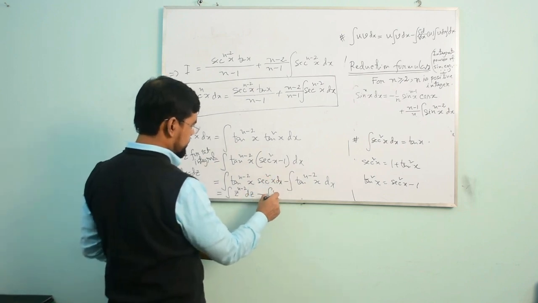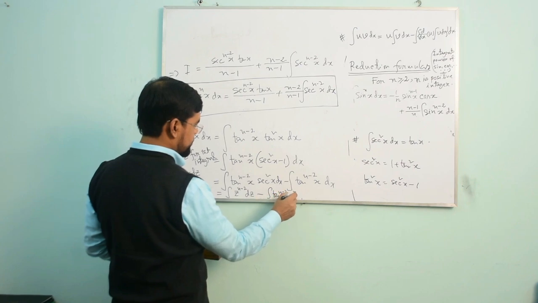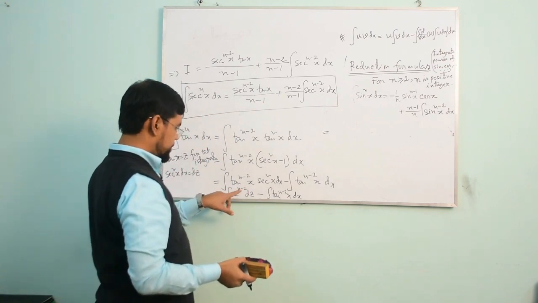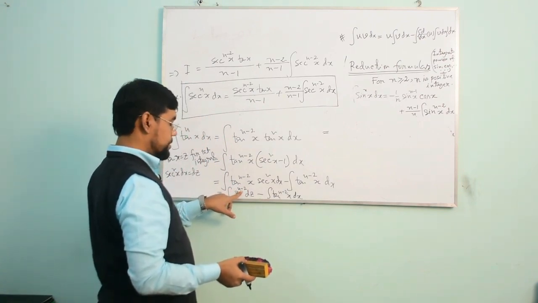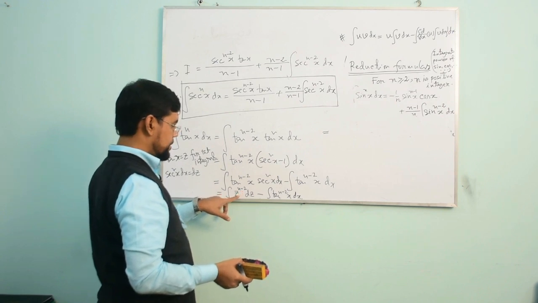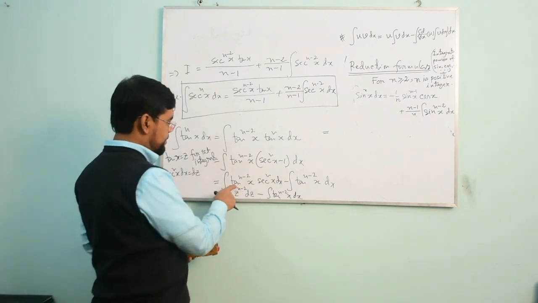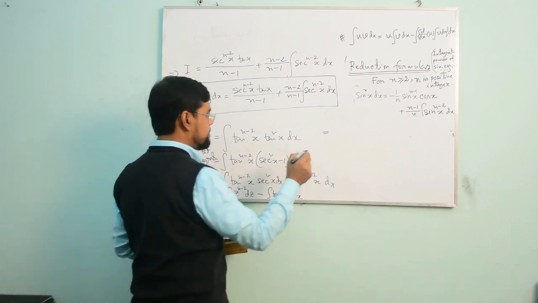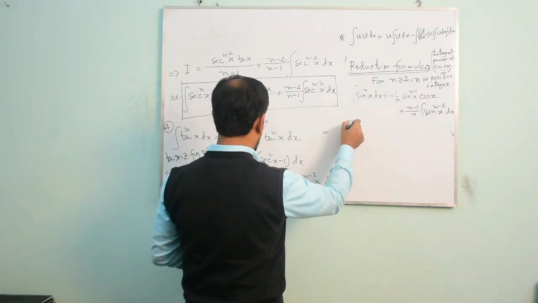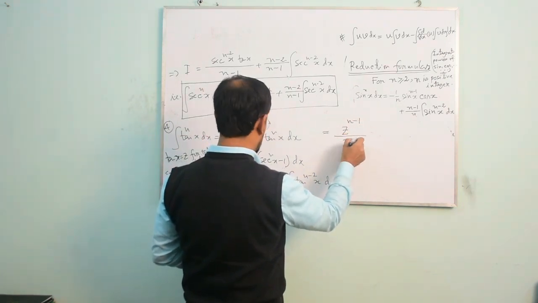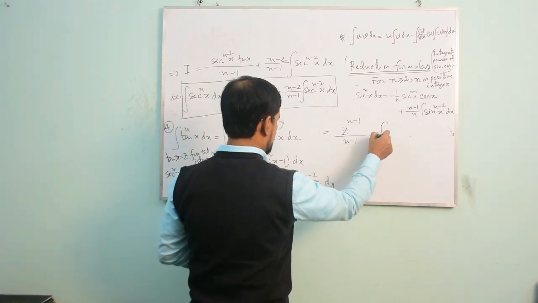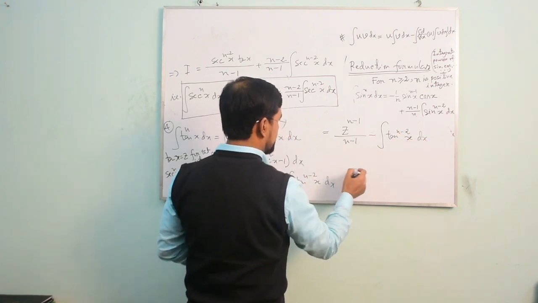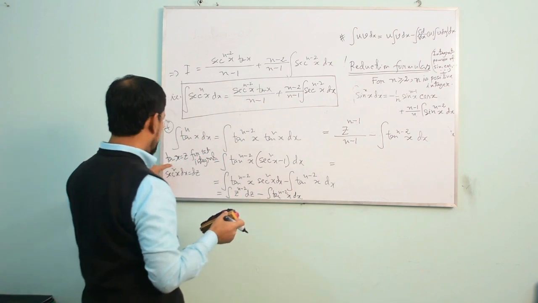minus integration of tan^(n-2) x dx. So you see, integration of z to the power n minus 2 is equal to z to the power n minus 1 divided by n minus 1, minus integration of tan to the power n minus 2 x dx. So now you can put your z, which is tan x.